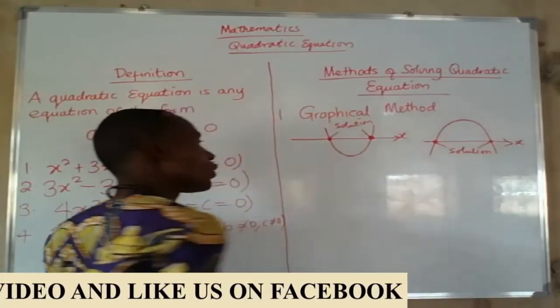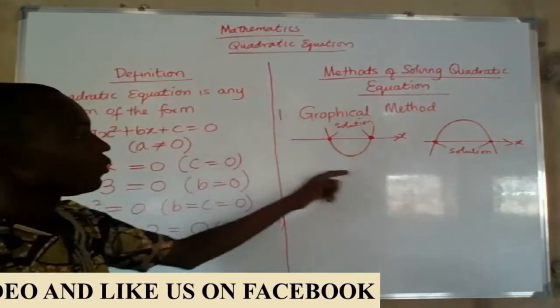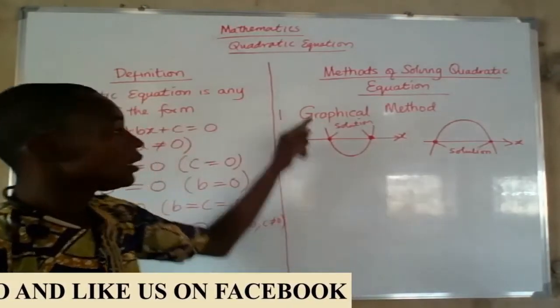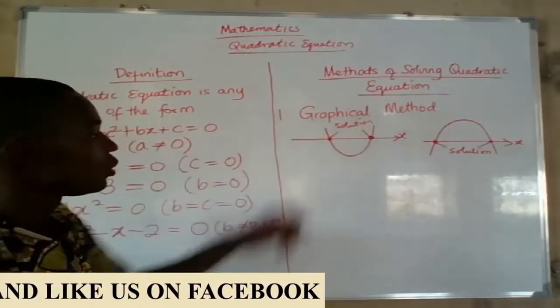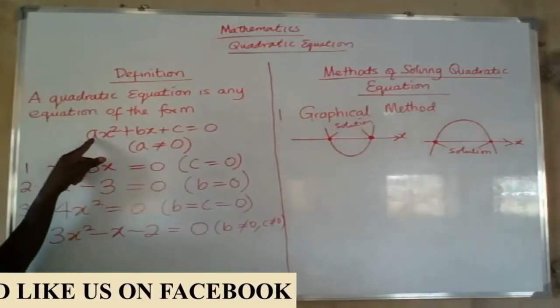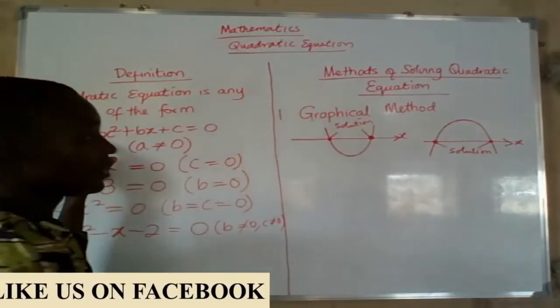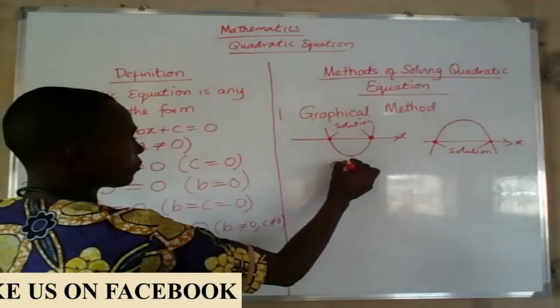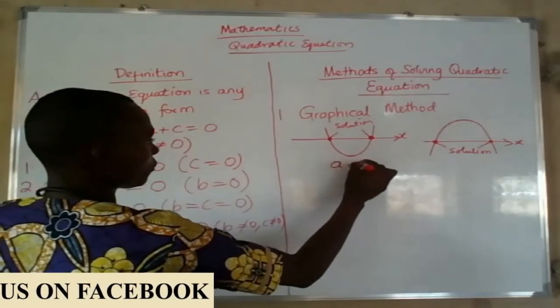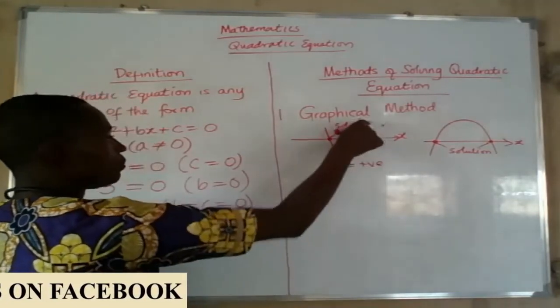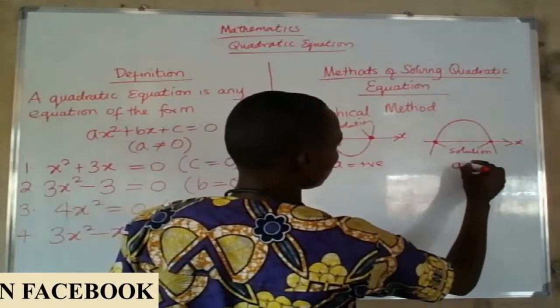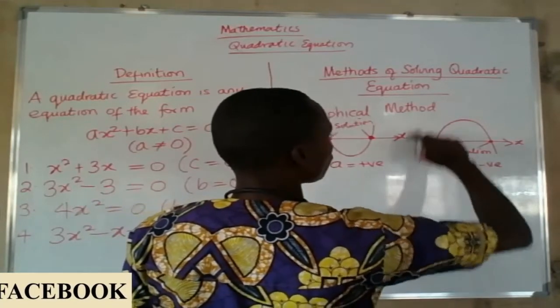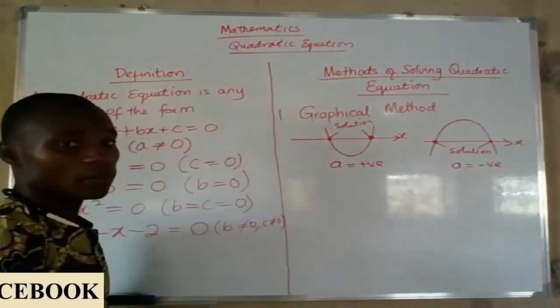So any quadratic equation either has this form or this form. It has a minimum when a happens to be positive. If this a is positive, it will have a minimum. If a is negative, it's going to have a maximum.